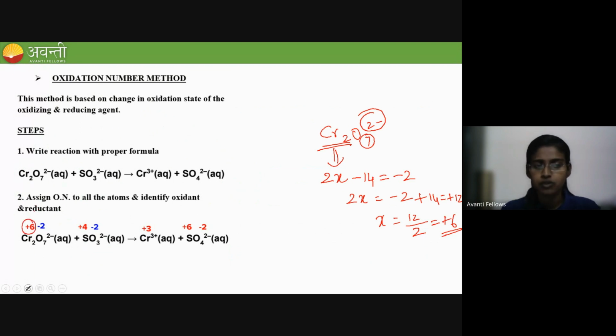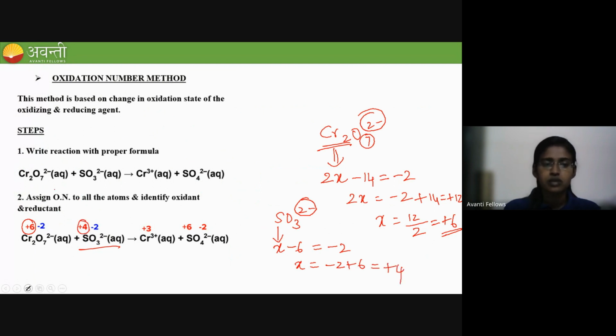Understood? Or any doubt you have? Shall I solve this SO3 2 minus? Yes? SO3 2 minus is the compound. Sulfur is taken as X, and for each oxygen it is minus 2. We have 3 oxygen, so 3 into minus 2 is minus 6. Also the charge of this compound has to be written right of the equal to symbol. So X is equal to minus 2 plus 6, which is equal to plus 4. So that is the oxidation number of sulfur in SO3 2 minus.